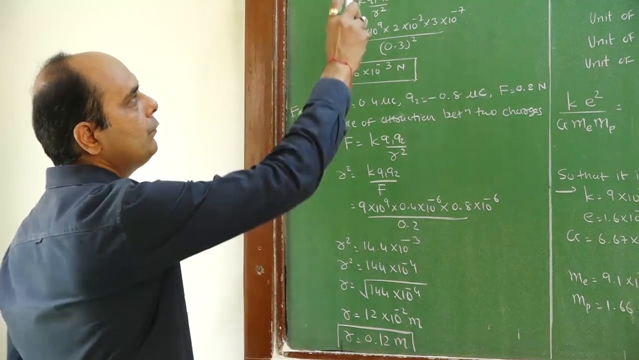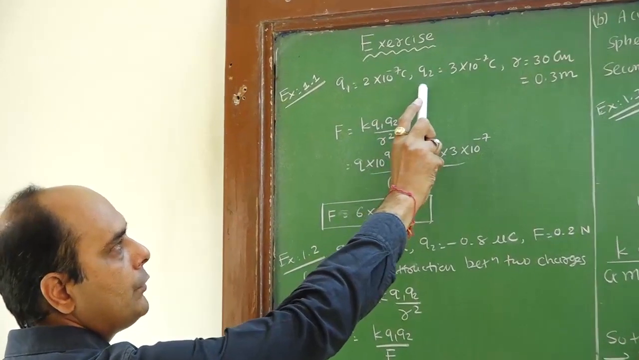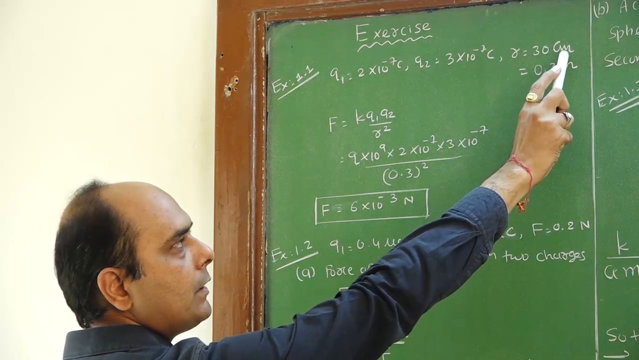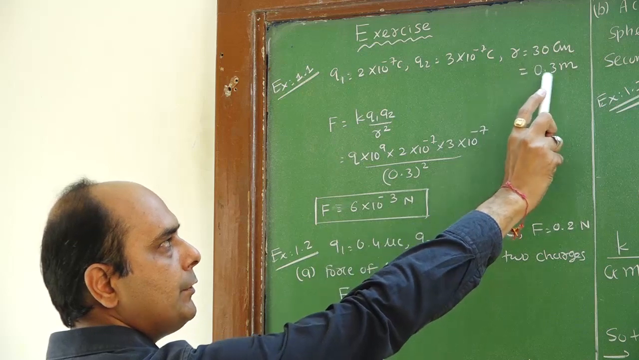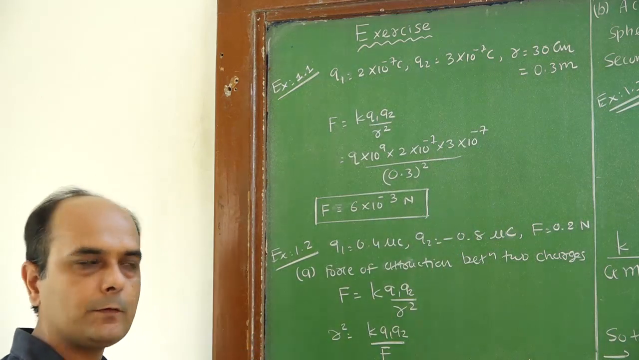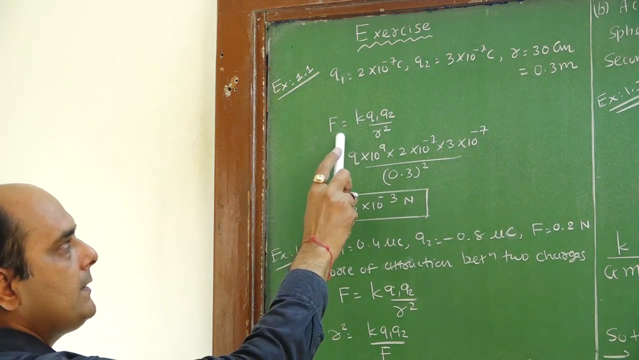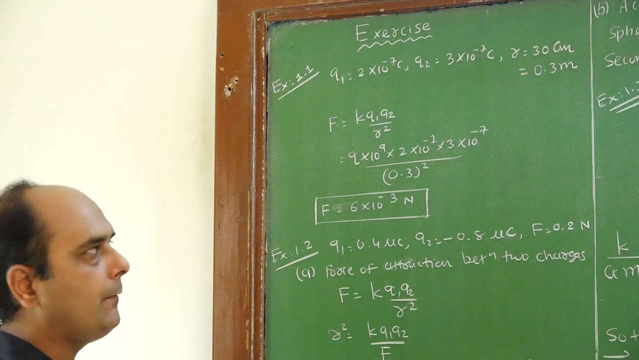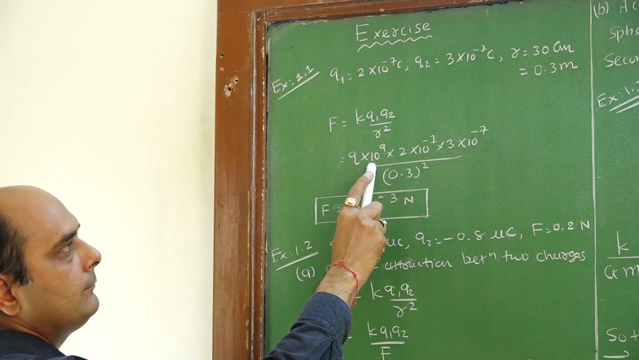Therefore, charge Q1 is 2 into 10 raised to minus 7, Q2 is 3 into 10 raised to minus 7 coulomb. Distance R is 30 centimeter; convert into meter, divided by 100, 0.3 meter. Calculate the force acting between them. That is F is equal to K Q1 Q2 by R square. Very simple. What is the value of K? 9 into 10 raised to 9.